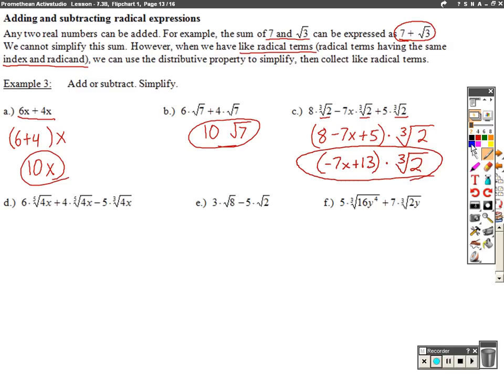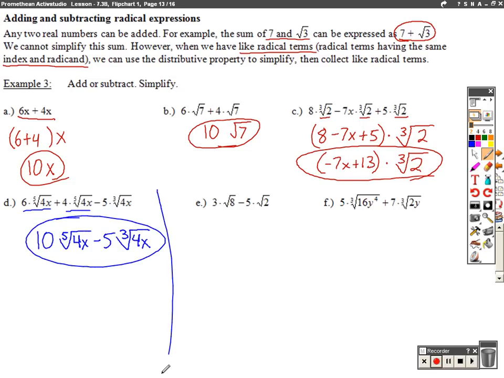The next example, we actually only have 2 like terms here. 2 like radicals. Not here because the index of 3 is different. So that's just going to stay. I can collect these, though, into 10 times the 5th root of 4x minus 5 times the cube root of 4x. And that's all you can take it from there.